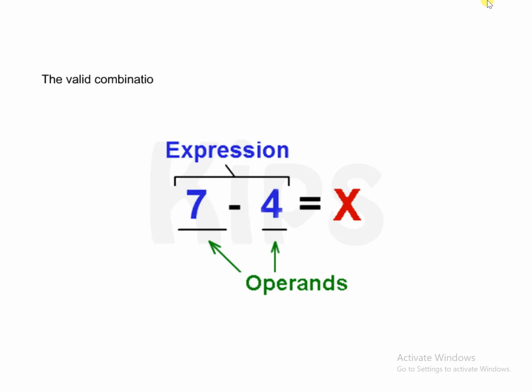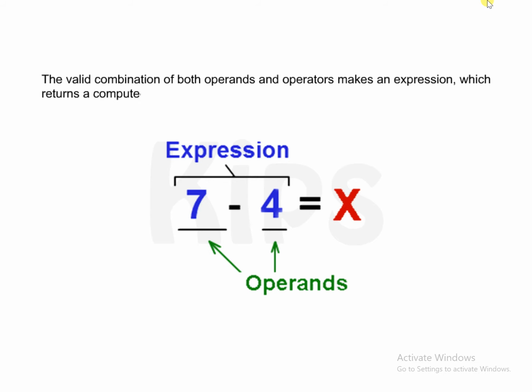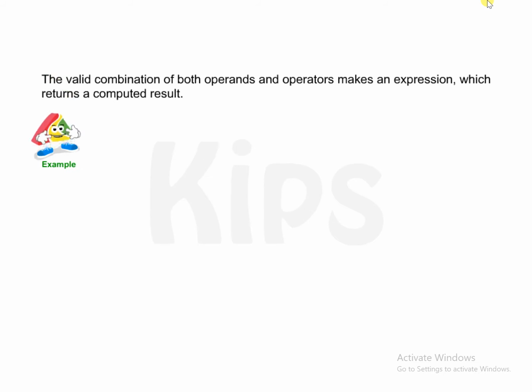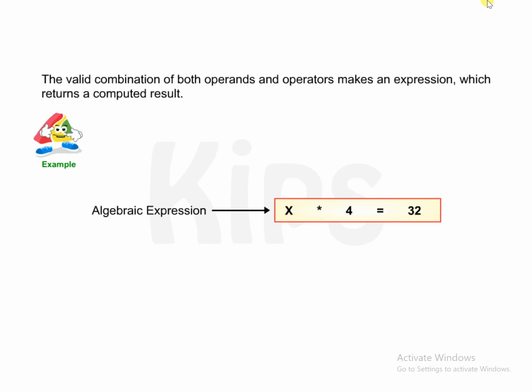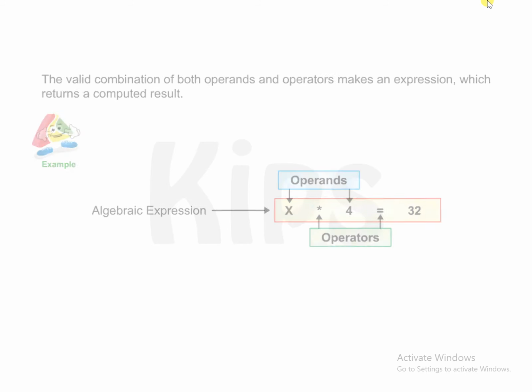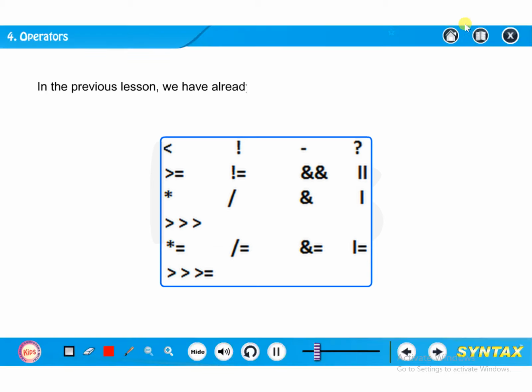The valid combination of both operands and operators makes an expression which returns a computed result. Let us take an example. Algebraic expression: x * 4 = 32. Operands, operators.